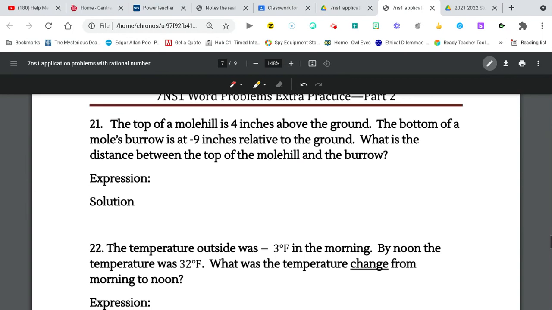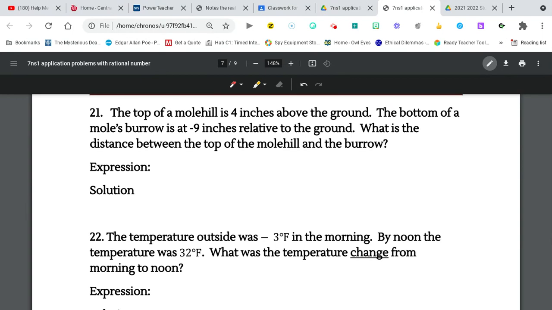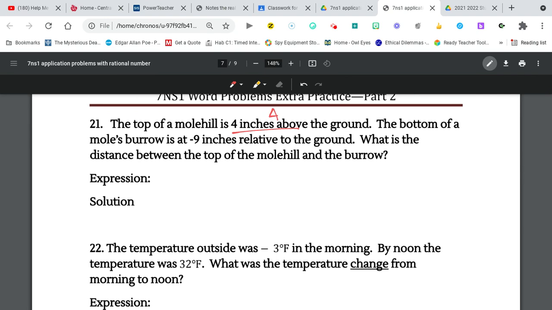All right, pause the video and try 21. All right, the top of a molehill is 4 inches above the ground. I already know that's a positive 4. The bottom of a mole's burrow is at 9 inches relative to the ground. So it's 9 inches below the ground, okay? What is the distance between the top of the molehill and the burrow, guys?